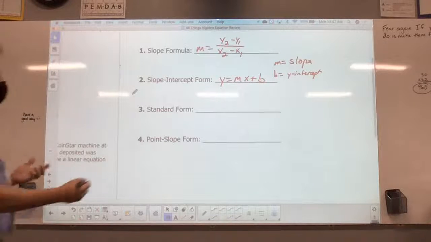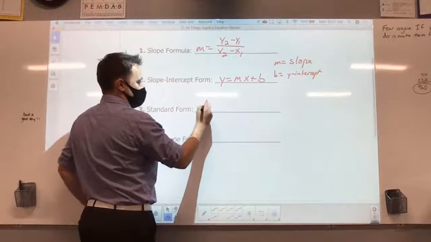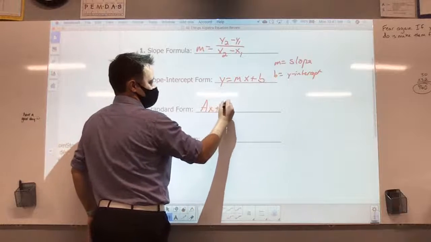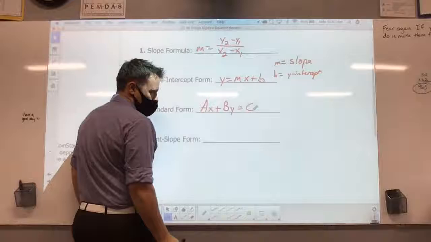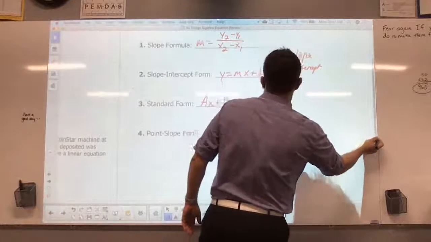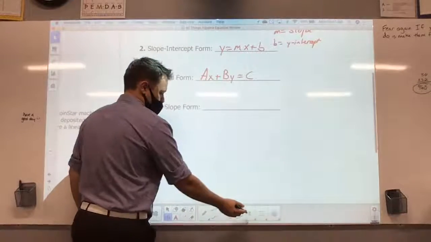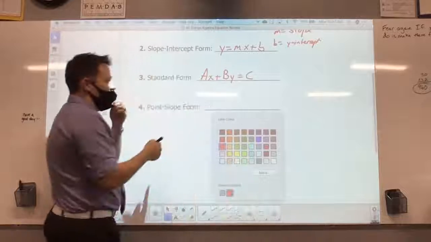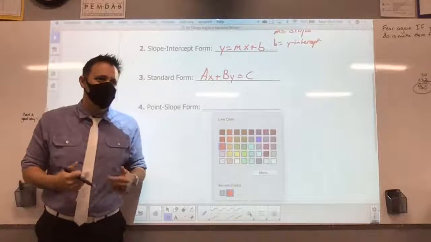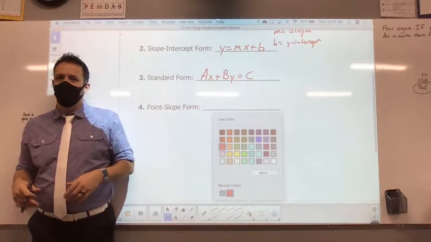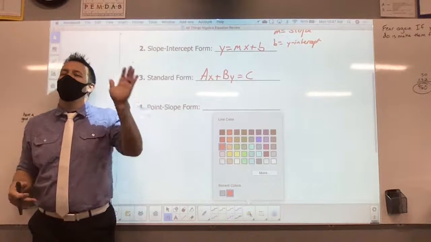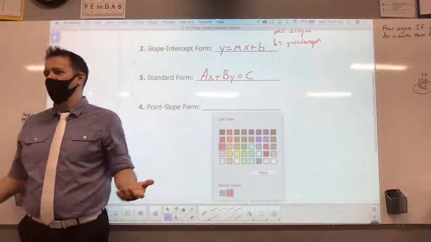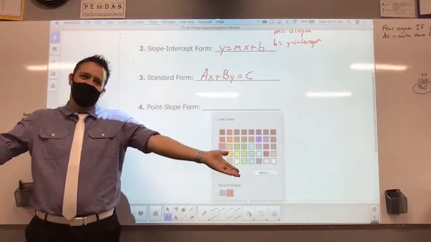Then standard form is capital Ax plus By equals C. Now, the problem is most of you went into this quiz without doing the homework. And so when you have A, B, and C as integers, you're like, what does that mean? Like, did you do the homework? I didn't know the answer to that. No. Why would you be prepared for a test, right?